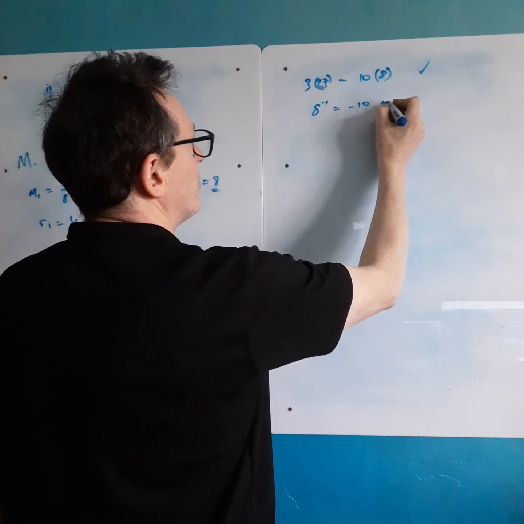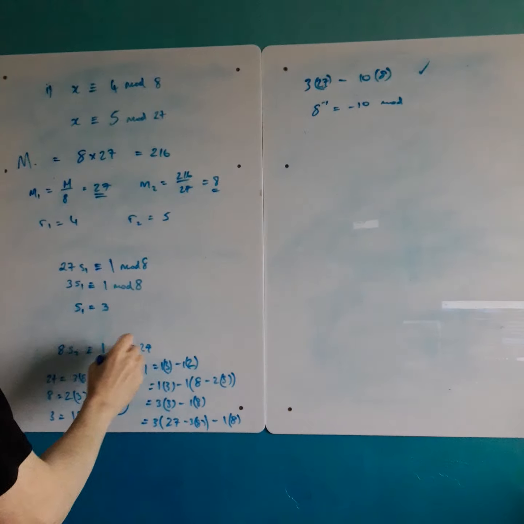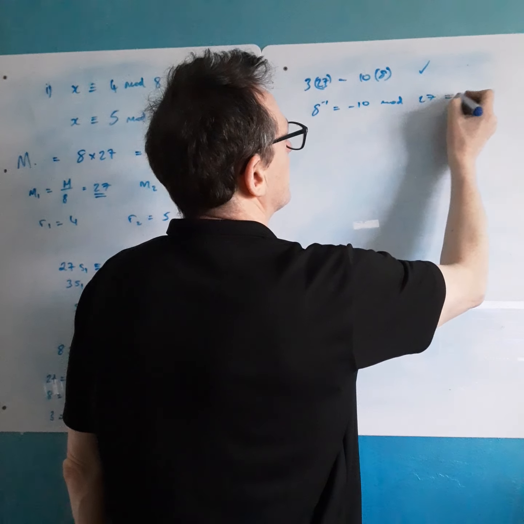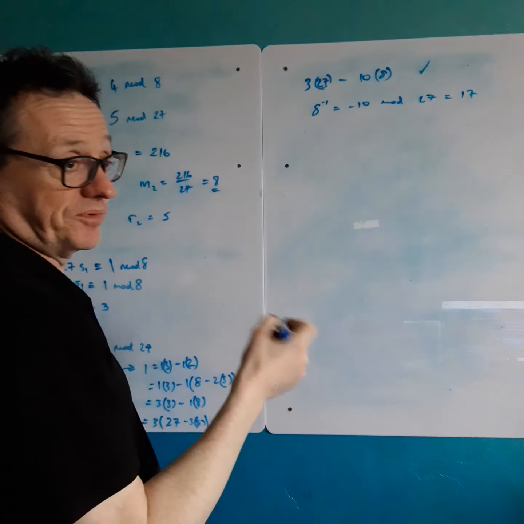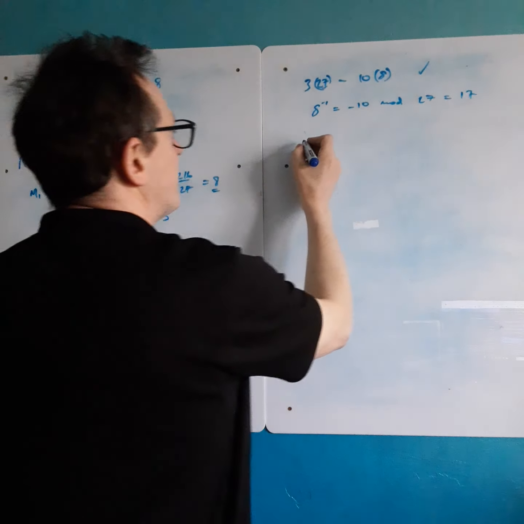So the inverse of 8 equals minus 10. And remember, I want that to be a positive number. I'm working mod 27, so the answer is 17. Add on one multiple of 27 to get it between 0 and 27. So now I've got my solution.